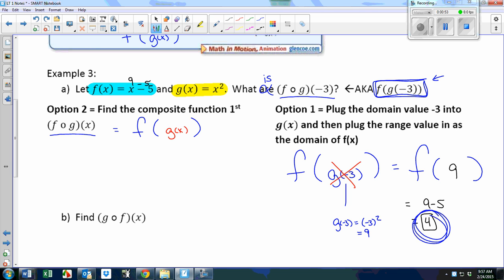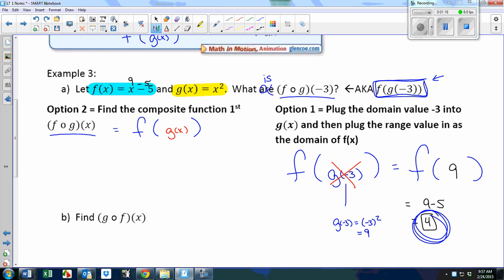Go back to an easy number. What if x was 3? What would you do with 3? Square it, because g says square it. Okay, so you get 9. What would you do with the number 9? Plug it into f over here, 9 minus 5, you get 4, right?